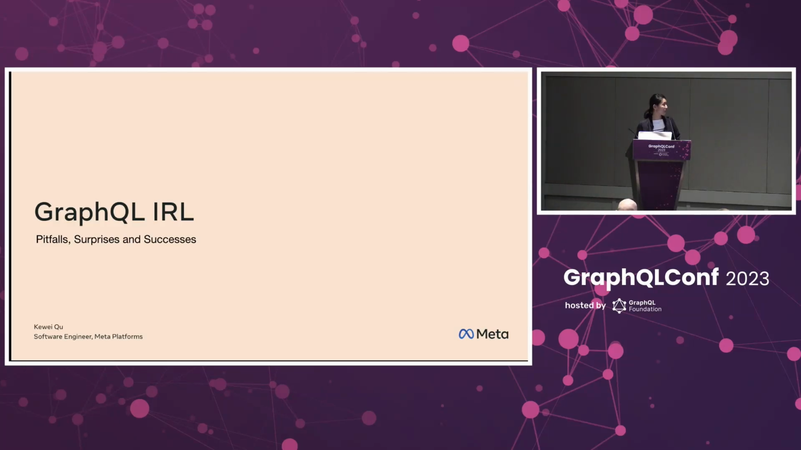My name is Kewei, and I'm a software engineer at Meta Platforms. Initially, I joined the company directly working on the GraphQL server team. And after a couple of years, I discovered that I'm very interested in the reliability and performance aspects of GraphQL, so I moved on to a team that works specifically on app quality.